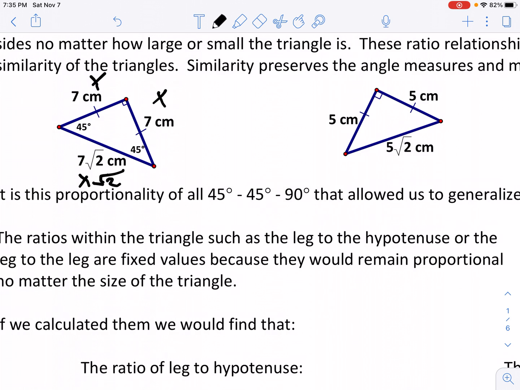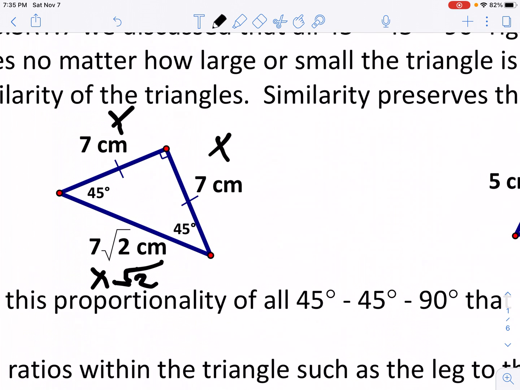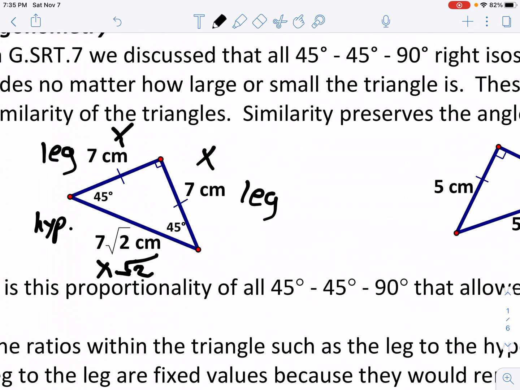A 45, 45, 90 was an isosceles right triangle. Okay, now that relationship between the sides was maintained. Now what we're going to find is that the ratio between the side lengths is also a relationship. Okay, for instance, if we think of this guy as our leg, and this guy would also be a leg, and this is the hypotenuse. Okay, we could take the relationship between the sides and find that their ratios would also be consistent.